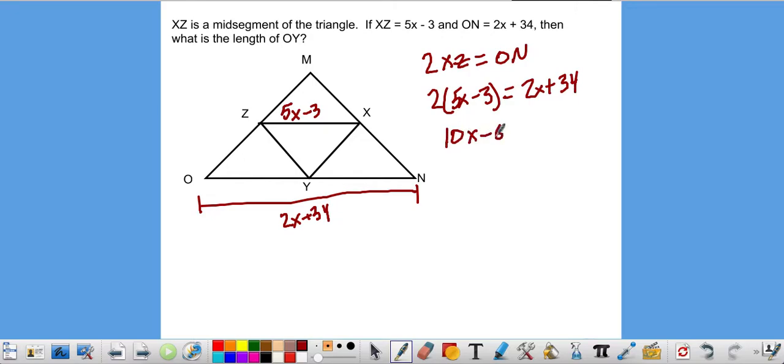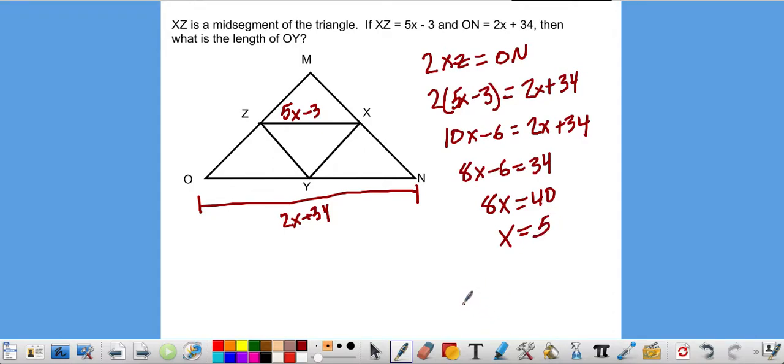So 2 times 5x minus 3 is equal to 2x plus 34. So 10x minus 6 is 2x plus 34. Subtract 2x. 8x minus 6 is 34. Add 6. 8x is 40, so x has to be 5. And now it's a little interesting. We're asked to find the length of OY. OY is this length here. So we know OY is half of ON, so that might be how some of you did it. So if ON is 2 times 5 plus 34, ON is 10 plus 34, 44. So that means OY would have to be 22.